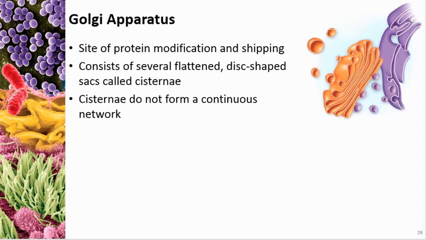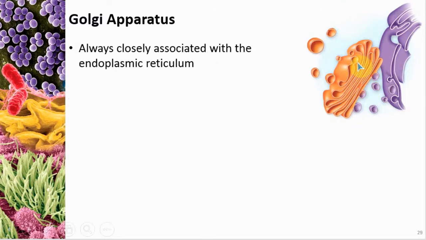Okay, these, unlike the endoplasmic reticulum, however, don't form continuous networks. These are stacked on each other. It's not all one continuous maze like it is in the ER. They're separated. Always closely associated with the ER, because you can see what this is showing here is an endoplasmic reticulum. They can bud off and actually combine and become part of a Golgi apparatus.